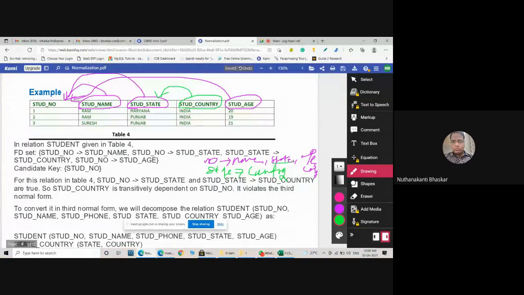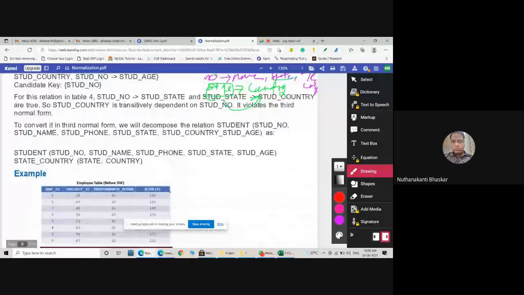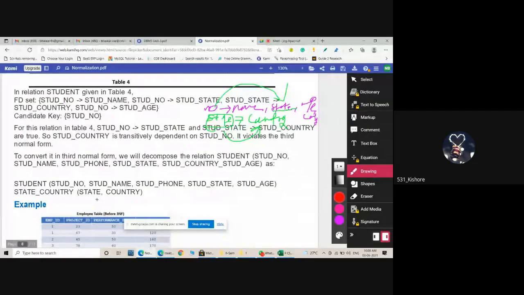Now state is here and here. So X determines Y, Y determines Z. So we can write X determines Z. So we need to avoid this transitive functional dependency. Yes or no? So what happens? Student number, student name, student state, and student age you divide into one table, and state and country you divide into another table. Are you clear? Yes, sir.